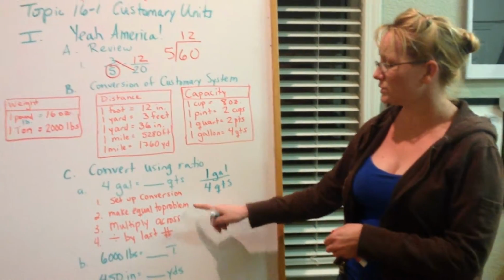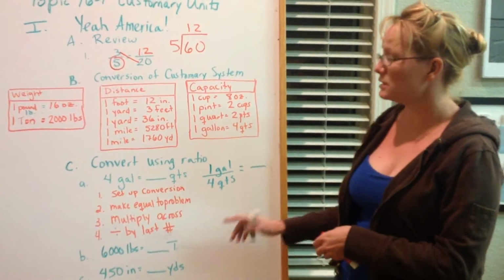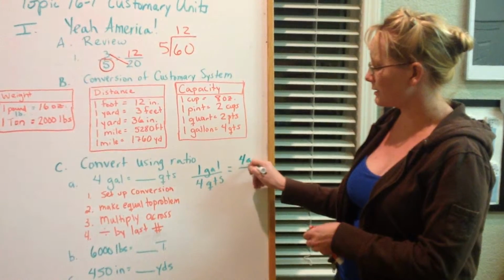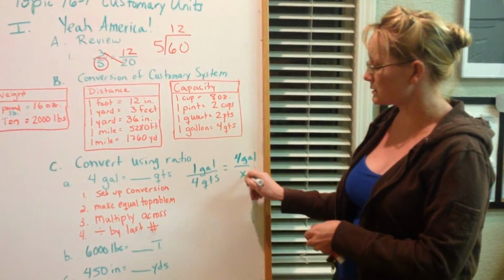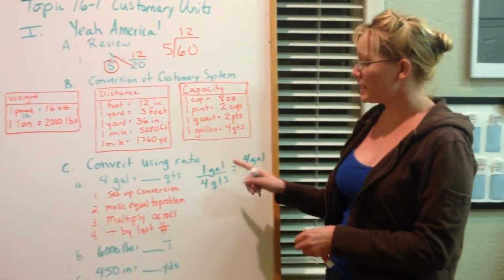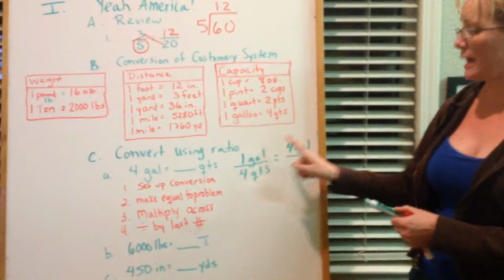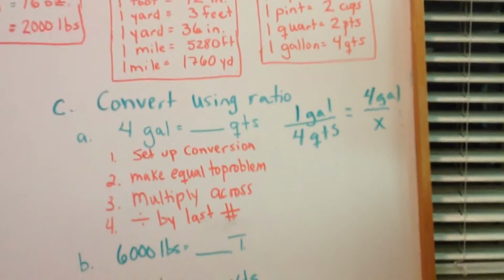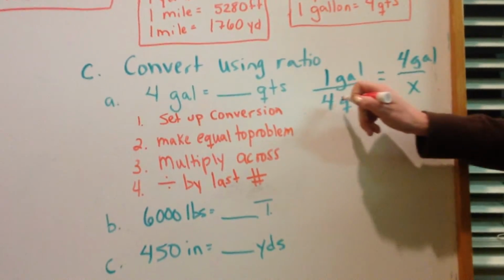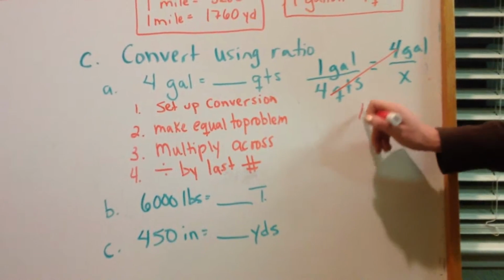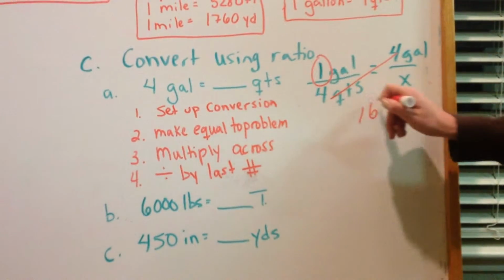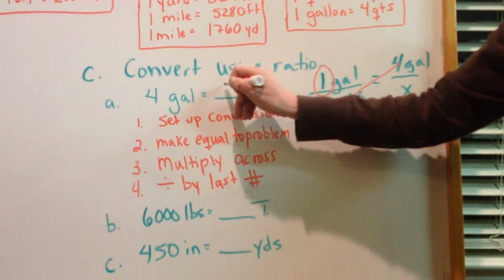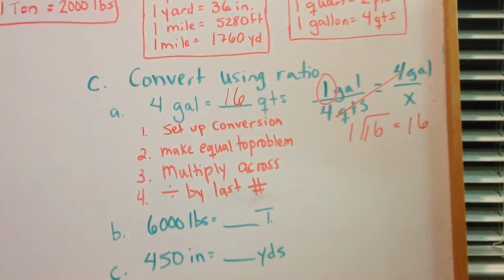Then we're going to make it equal to the problem. Equal, and then the math problem. 4 gallons is blank quarts. When we don't know what we have, we put an X. Now make sure that your words are across from each other. Gallons would go next to gallons, and quarts would go next to quarts. So now remember, we're going to solve our ratio. We're going to multiply across. 4 times 4 is 16, and divide by what's left over. And we get 16. So 4 gallons is equal to 16 quarts.